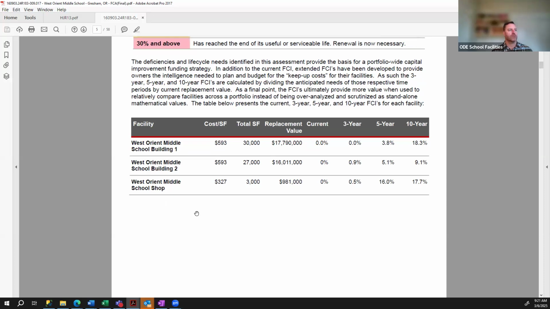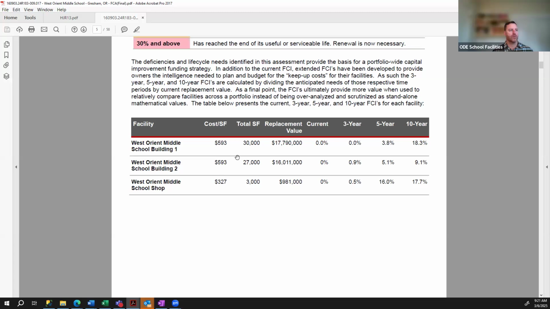All right, so with this, there's the three buildings. Looks like two educational facilities and a shop. Maybe that shop is educational, but here we get the cost per square foot. This has gone up, $616, I believe, for middle school.